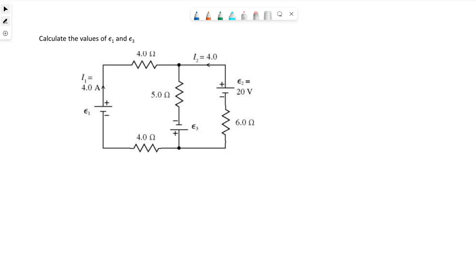So we have an example problem here. We're asked to calculate the values of EMF1, battery 1, which is labeled here on the left, and EMF3, the battery in the middle. In this case, notice they've given us and shown us an arrow right here telling us this current. That current will flow from junction to junction in this left-hand branch.